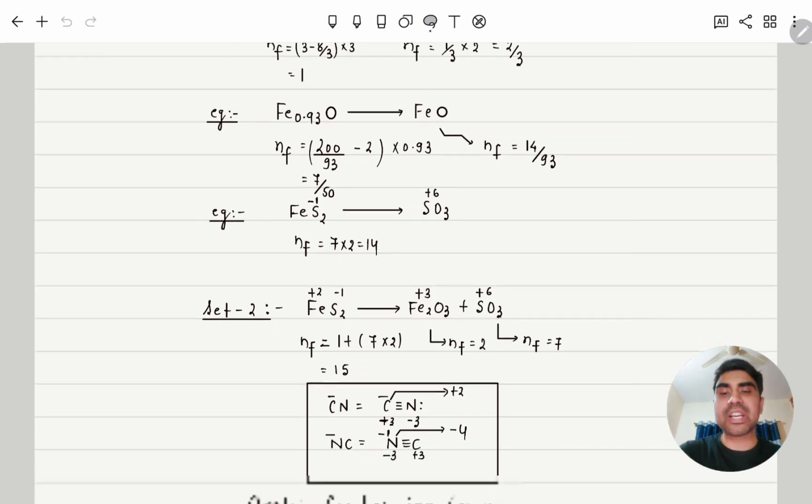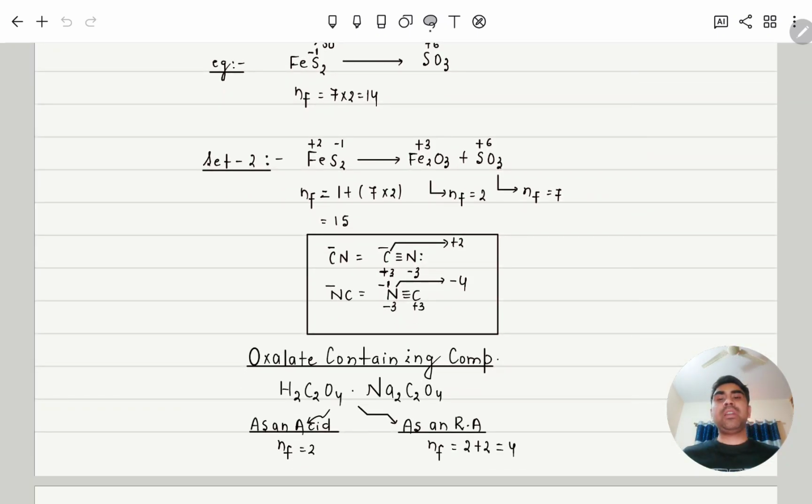Now coming to the second set: when in the reactant or product more than one element is getting oxidized or reduced, how do we calculate the oxidation number? Like here you can see FeS2, in which iron +2 is going to +3 and sulfur -1 is going to +6.